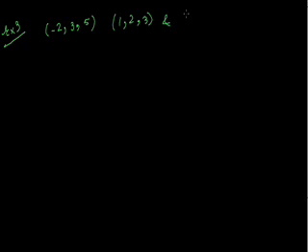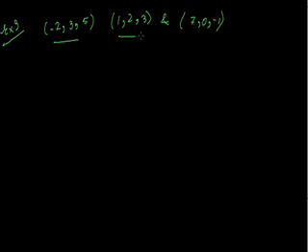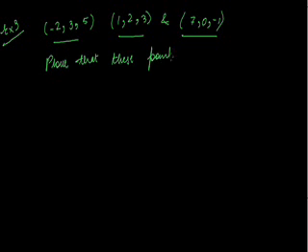Next, let's take a new example, example 3, in which we have to prove that the points (-2, 3, 5), (1, 2, 3), and the third point (7, 0, -1) are collinear. Prove that these points are collinear. So let's first take out the distance between them; let's name them A, B, C.